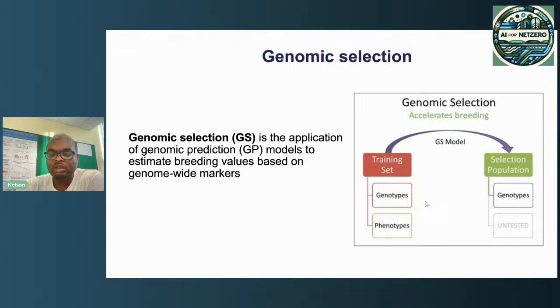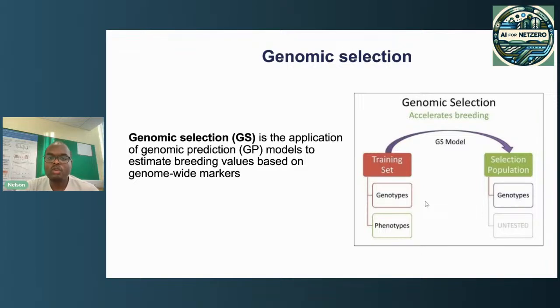It could be yield, it could be quality, it could be disease resistance. And then the genotypes are the molecular markers. These molecular markers are the DNA markers that are different between individuals, and there could be thousands of them. And what we are interested in is to predict a different set of population that has only genotypes, that is molecular markers. In this aspect, we are able to do predictions on a different set of population that has only genomic information.